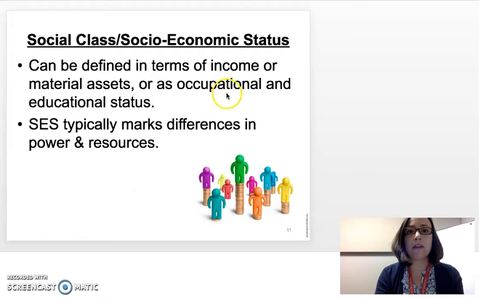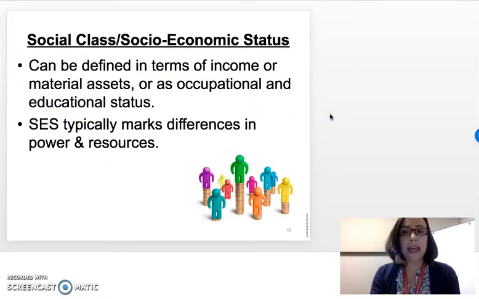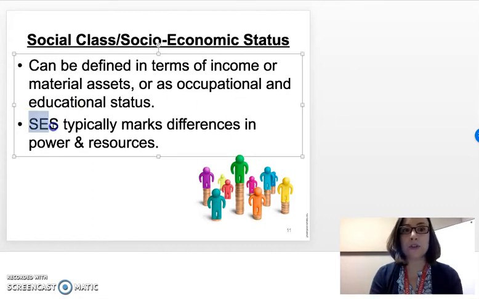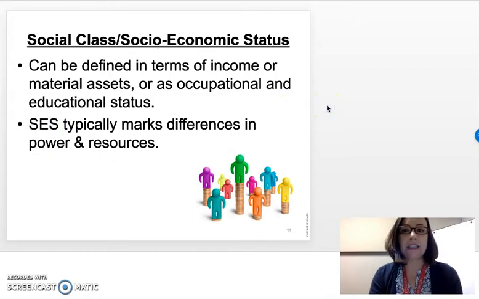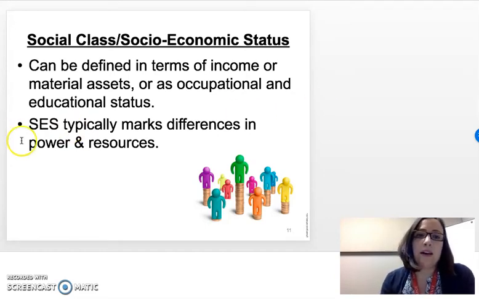The income that you make, your material assets. So that could be a house or a car, for example, your occupation level, the level of education that you have, for example. And what we know about socioeconomic status, which we shorten to SES, is that it typically makes a very big difference in the amount of resources that a person has at his or her disposal, and therefore the kind of power that an individual might be able to exercise over his or her life.